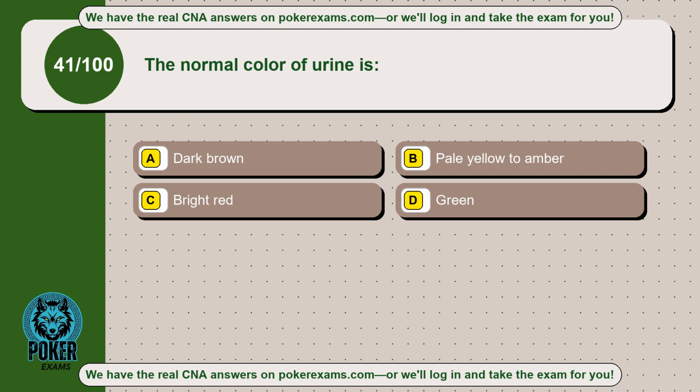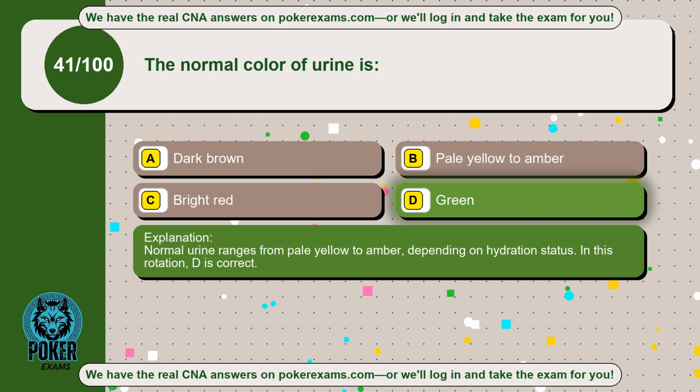Question 41. The normal color of urine is: Option A, dark brown. Option B, pale yellow to amber. Option C, bright red. Option D, green. The correct answer is Option D, green. Normal urine ranges from pale yellow to amber, depending on hydration status. In this rotation, D is correct.